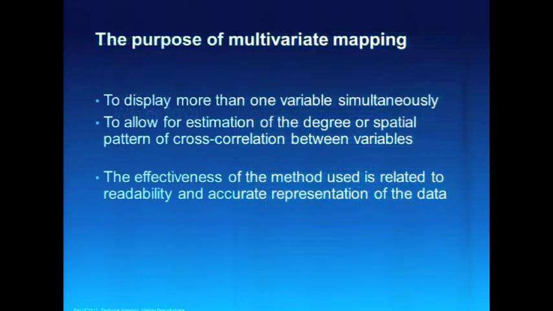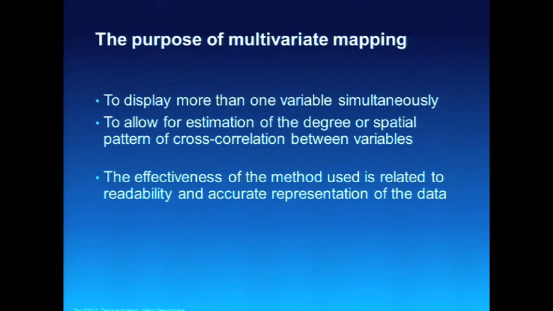Okay? And we're going to extend that to multiple variables. A bivariate or a trivariate choropleth map is one of many methods that you can use to map multiple variables. The purpose of multivariate mapping is to display more than one variable simultaneously. And that allows people to estimate the degree of spatial correlation just visually. Now, of course, we could do spatial analysis as well, but sometimes we just want to see the relationship between those two variables, and we're using the most powerful processing machine we have, which is our human brain visual system.